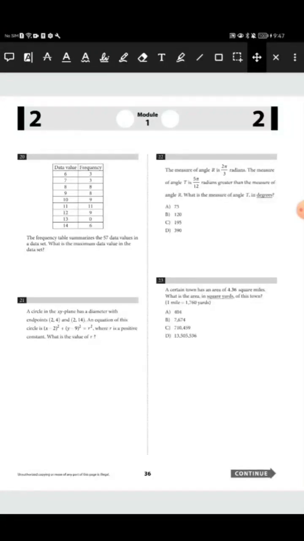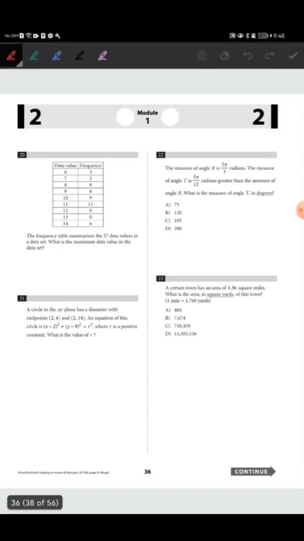The given frequency table shows that for this data set, the data value 6 occurs 3 times. And the data value 7 occurs 3 times. And 8 occurs 8 times, 9 occurs 8 times, and moving on until 14 occurs 6 times. So how could we get the maximum value of data?